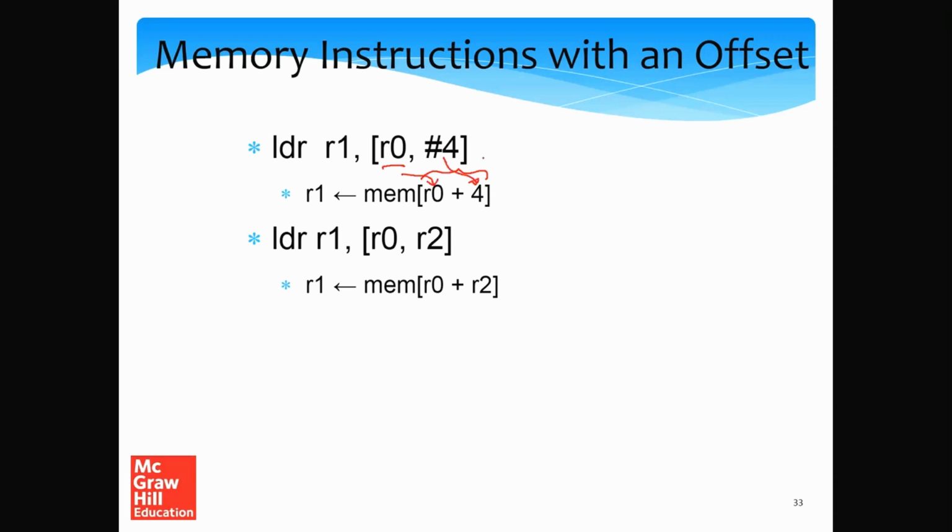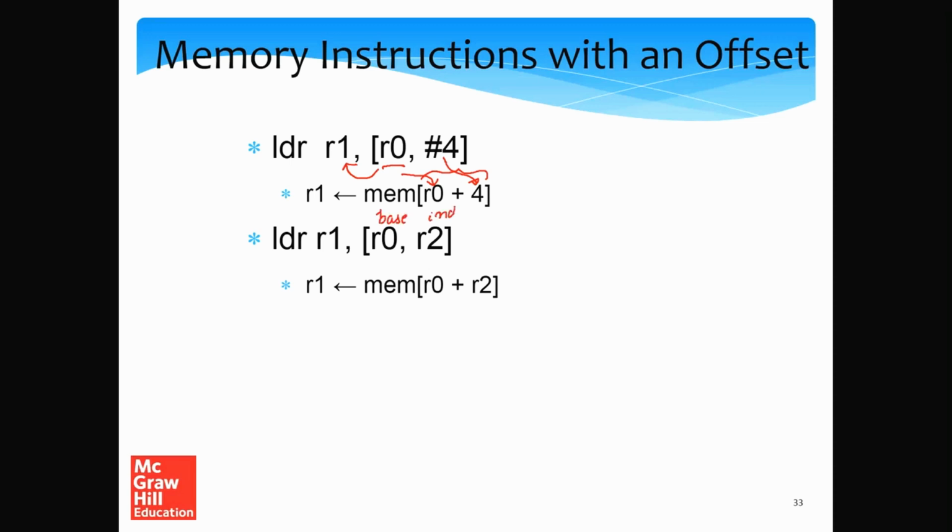So I'm sorry, it's not a base index mode, it's a base offset mode. In this case, 4 is the offset that is being added to R0, and then this is being saved in R1. So it's a base offset mode of addressing. And similarly, we can have a base register and we can have an index register.